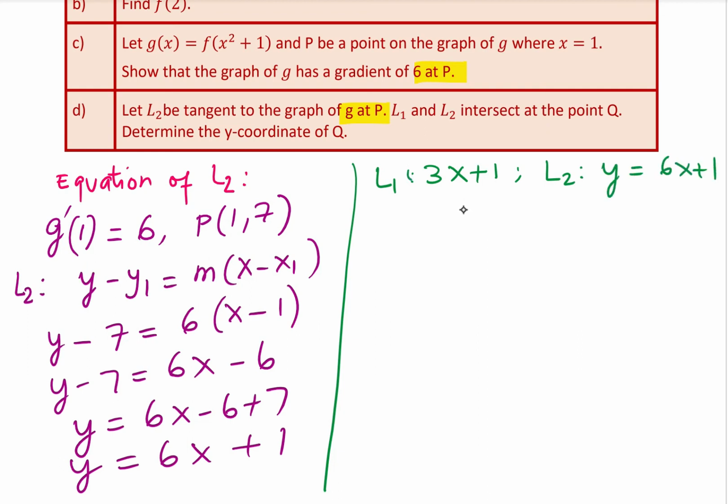So L1 is y equals 3x plus 1, right? So we got these two equations, and we're looking for their point of intersection. So basically you can equate them, but you know the y-intercept seems to be the point of intersection. So point of intersection.